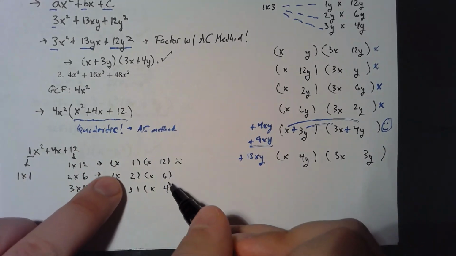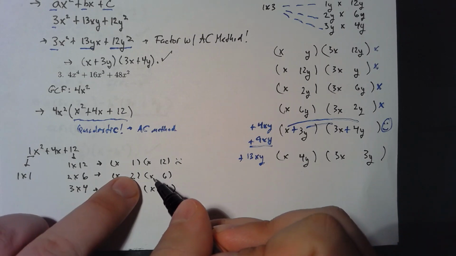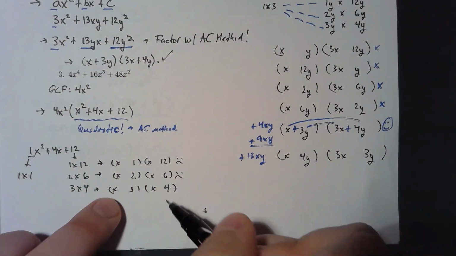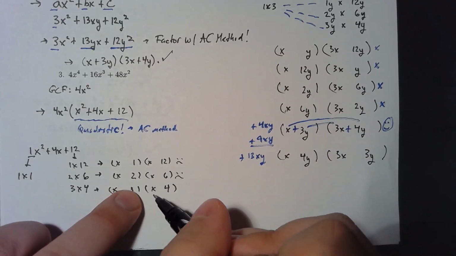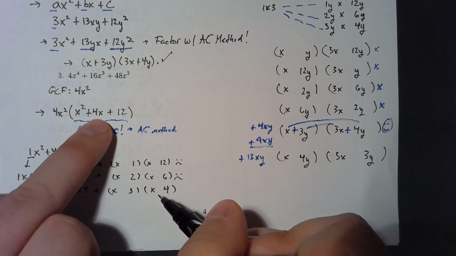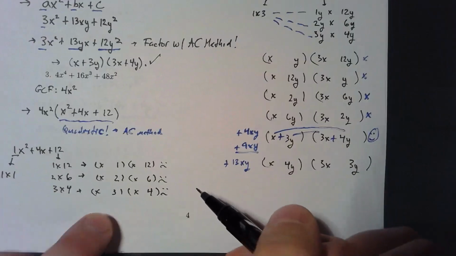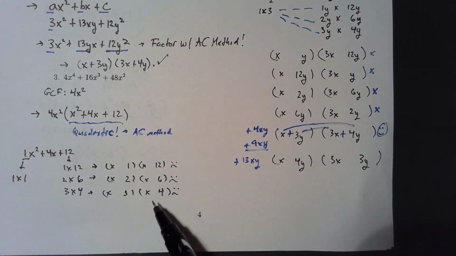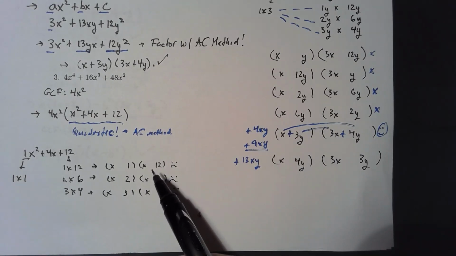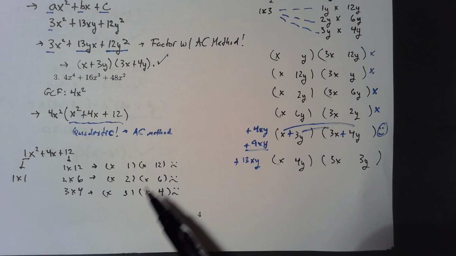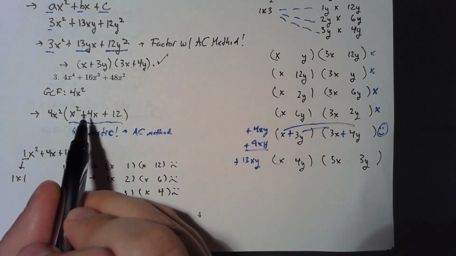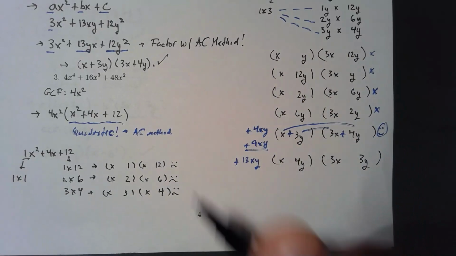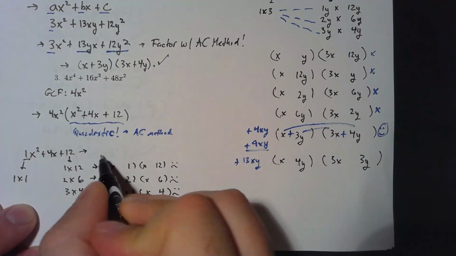That's no good. That's 6x, that's 2x. That's going to give me 8x. I need 4x. That one's no good. 4x and 3x, that's 7x. I need 4x. That one's no good. Oh no! I've exhausted all the possibilities. So what's wrong here? Well, guess what? This quadratic doesn't factor. It's prime. So this doesn't factor.